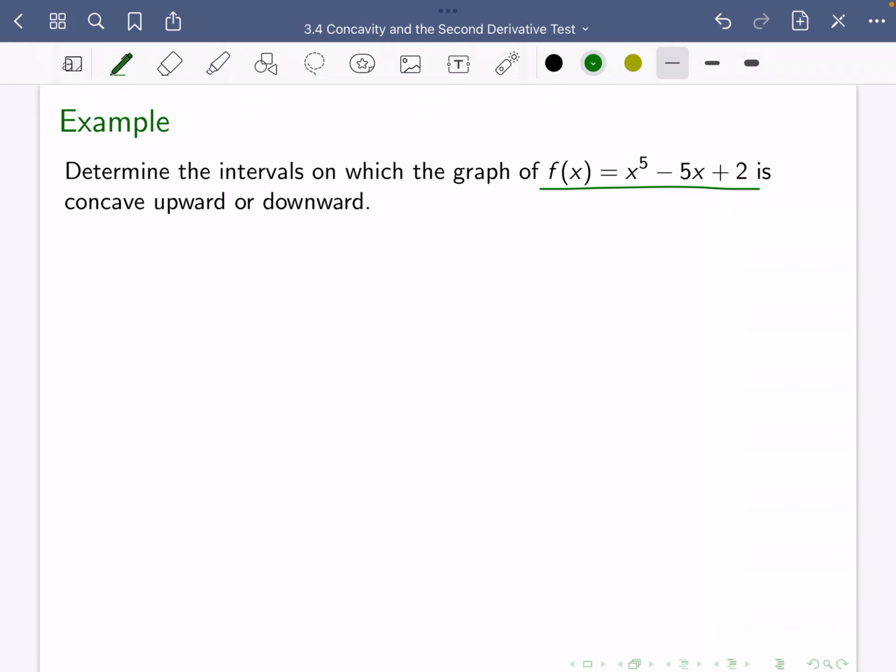Next, we need to find where it is that our second derivative is 0, or where our second derivative does not exist. So let's take our first derivative. Our first derivative is going to be 5x to the fourth minus 5. Our second derivative is 20x cubed. We will take that second derivative and set it equal to 0.